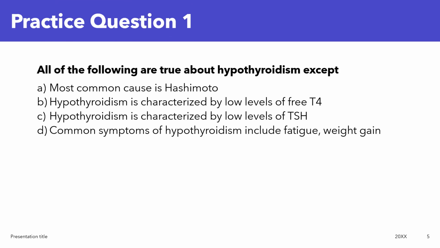Let's look at this practice question together. All of the following are true about hypothyroidism, except: A, most common cause is Hashimoto. B, hypothyroidism is characterized by low levels of free T4. C, hypothyroidism is characterized by low levels of TSH. D, common symptoms of hypothyroidism include fatigue, weight gain. Let me know what you think the answer is in the comments below, and then we'll go over it together. I'll give you all 5 seconds.